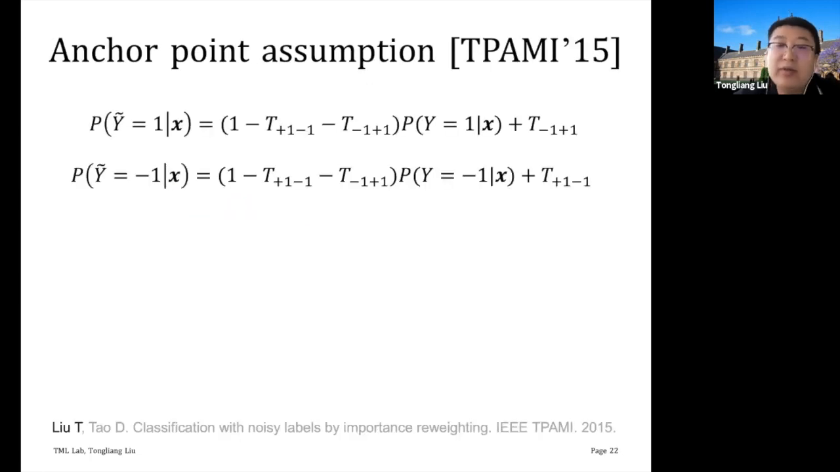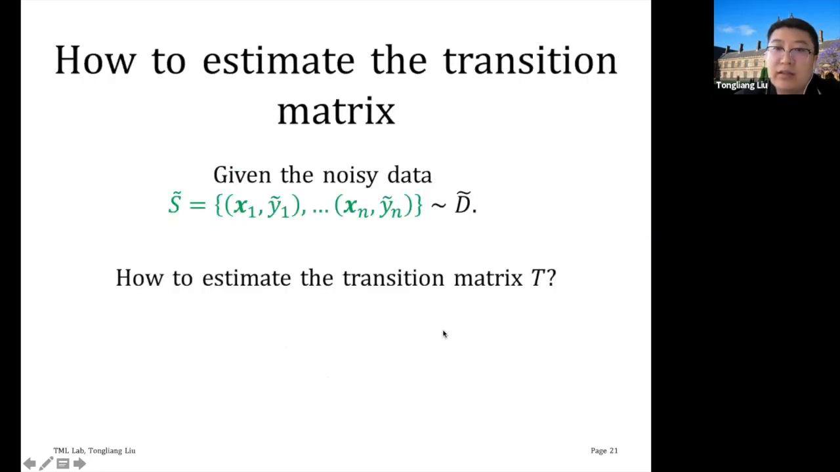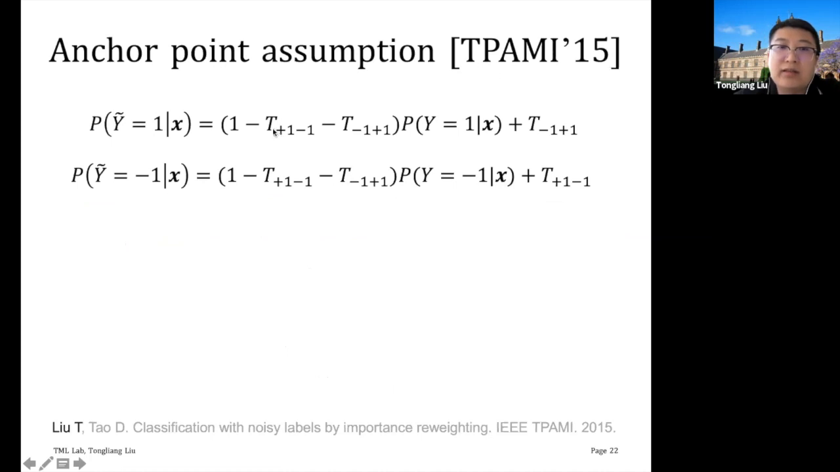For now we can just focus on the binary classification problem. Let's look back to the setting. We know that for the transition matrix, the summation of each column equals 1. For a binary classification problem, the matrix is a 2 by 2 matrix, and if the summation of each column equals 1, then we only have 2 variables. We denote them as t plus 1 minus 1. It represents that the clean label is -1 while it flips into a +1 label.